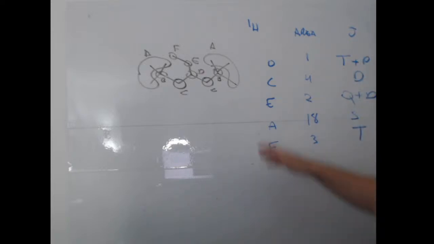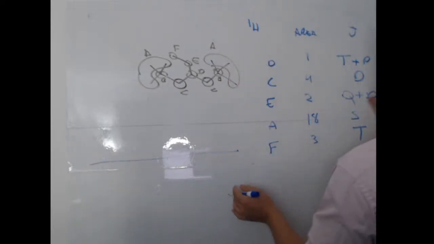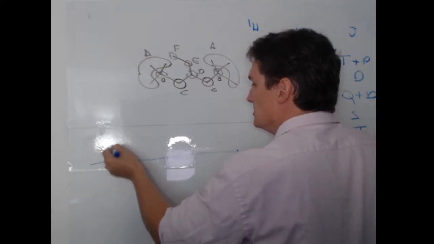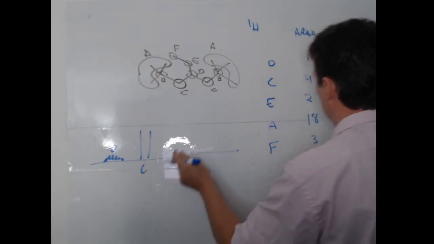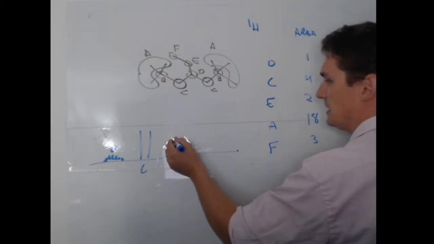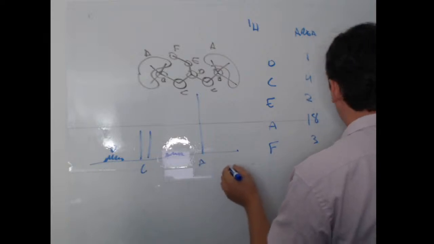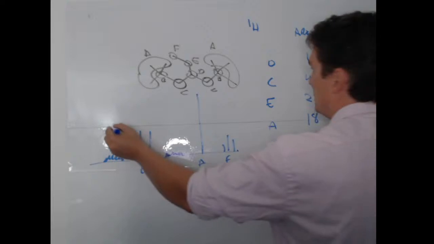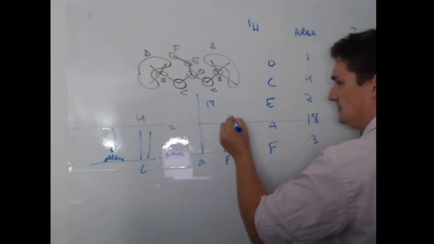So for the 1H NMR, what we expect to see is a triplet plus a pentet for D, which is just going to be a whole bunch of scribbles. Next one up, we expect to see a doublet for C. For E, a bunch of nonsense for the quartet plus the doublet. For A, this gigantic singlet. And then for F, this triplet. With respective areas of 1, 4, 2, 18, and 3.